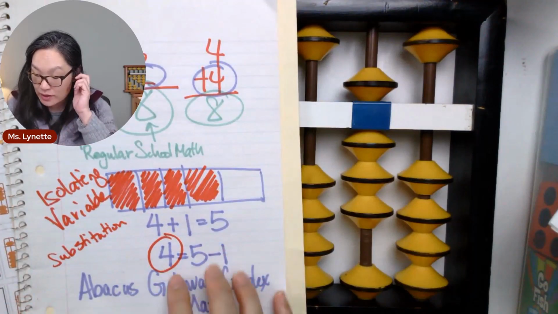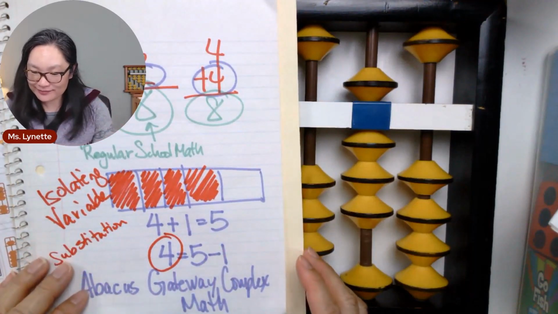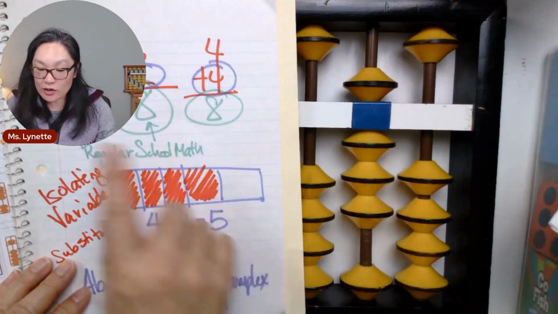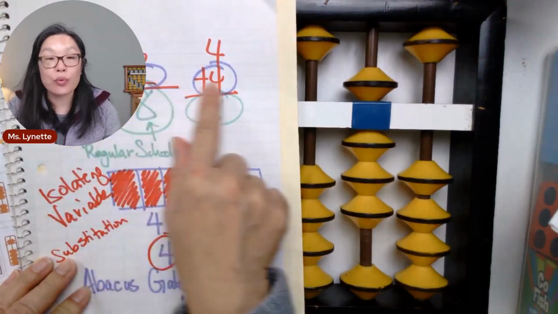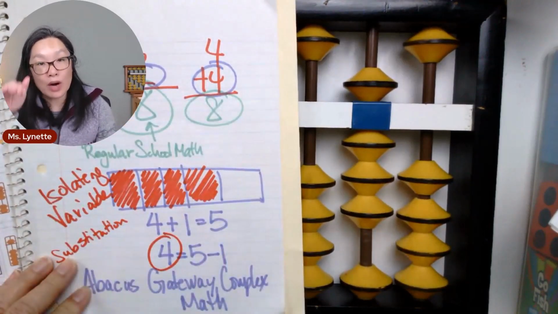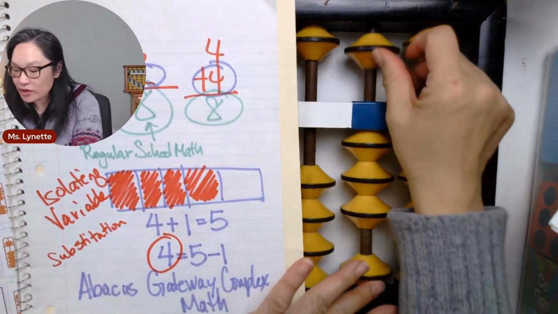So what we just did is we just isolated the variable. So we don't think about the result driven. We're not result driven. We're actually process driven. So in Abacus, we're process driven. So let's take this question one step further.